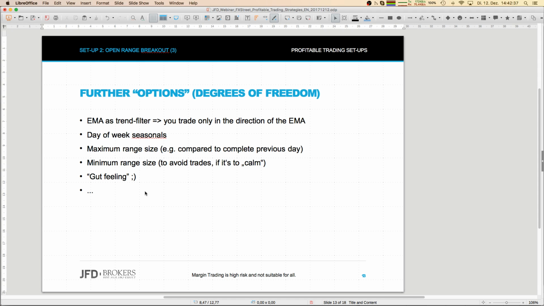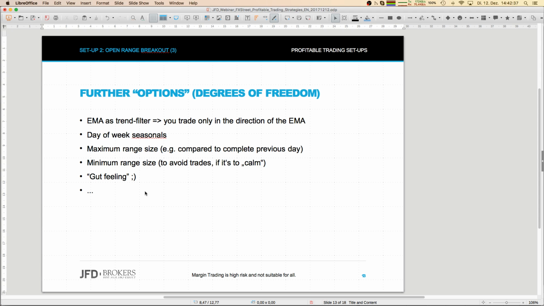Maybe you have other filters, even gut feeling might be an additional filter for that kind of strategy, but that's something we have to keep in mind: when we talk about breakout strategies in general, we might use additional filters beside times like range start, range end, and take profit multiplier.